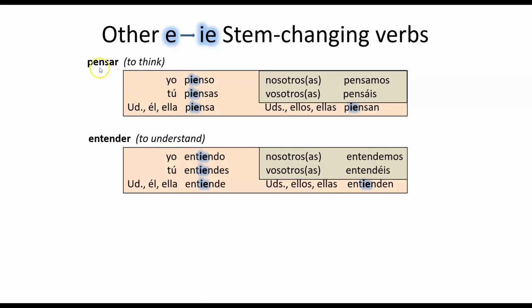So here we have pensar, to think. Yo pienso, tú piensas. Usted, él, ella piensa. Nosotros pensamos, vosotros pensáis, ustedes, ellos, ellas piensan. This E changes to IE. So make sure it's right. You have the ye, ye. And it's an AR verb, so you still have o, as, a, amos, an, and those endings.